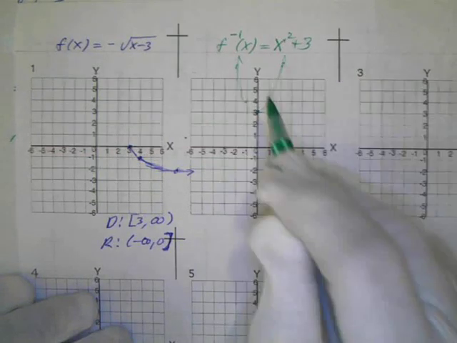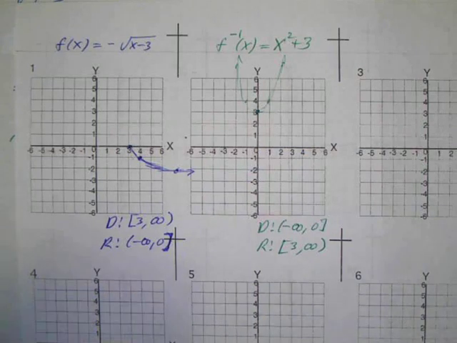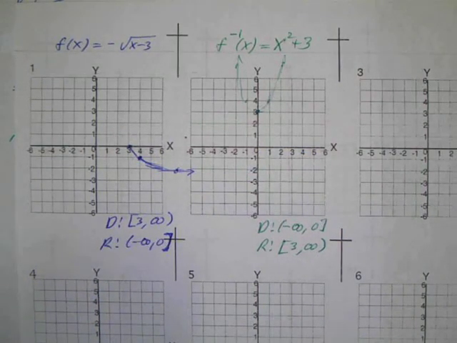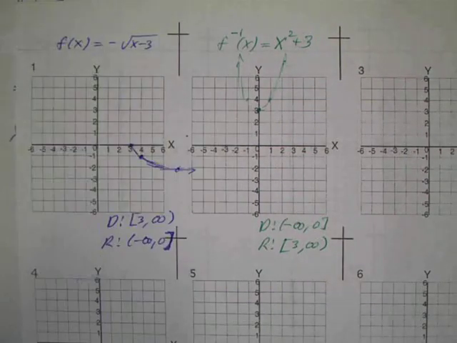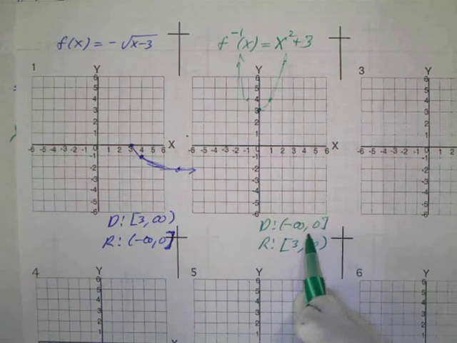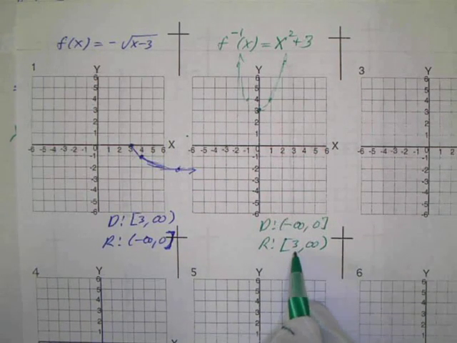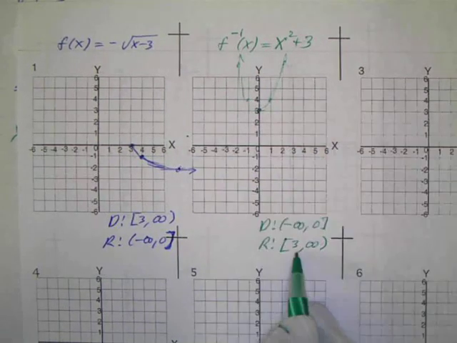So we have to decide which branch we're going to use. In other words, we can either look at the left branch or the right branch. In other words, that part would be one-to-one, or that part would be one-to-one. Okay? So how are we going to do that? Well, this is where we look at our domain over here. Now the range won't really help us because the range is 3 to infinity for both branches.